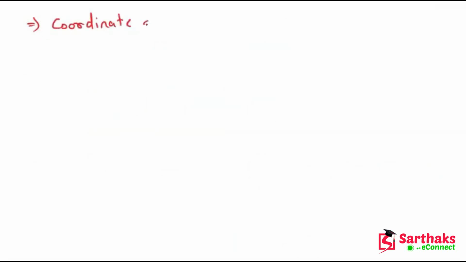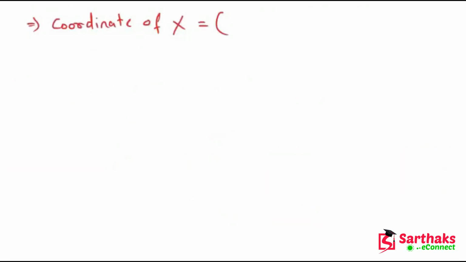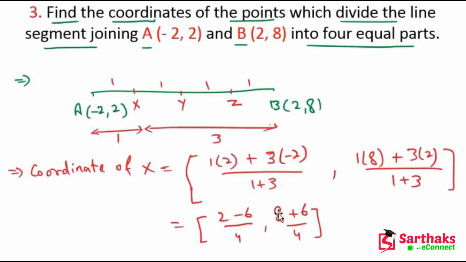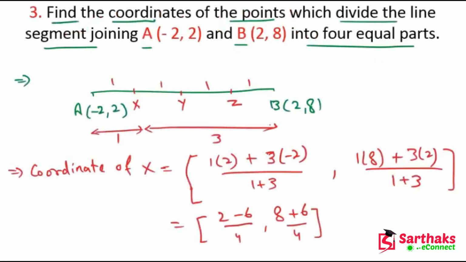Coordinate of x is equal to, now this will become what? Minus 4 upon 4, comma, and this will become 14 upon 4. So this is equal to minus 1, comma, 7 upon 2. Okay, my dear friends, so this is the coordinates of x. Now let's find the coordinates of y.